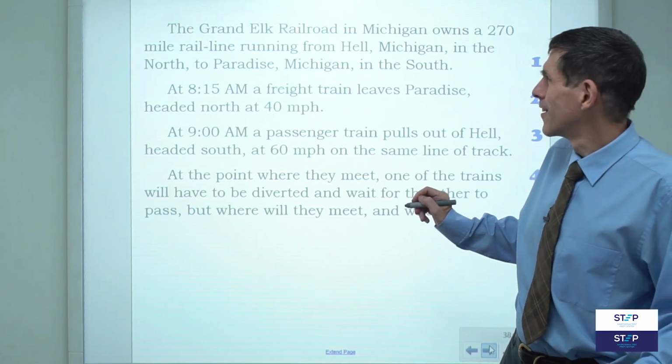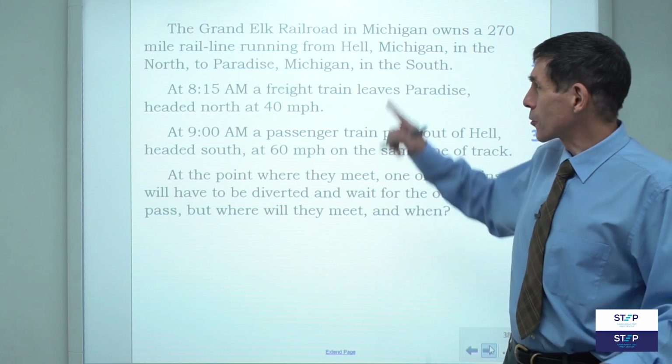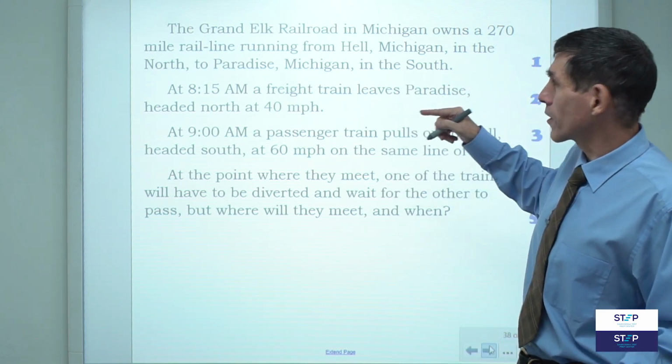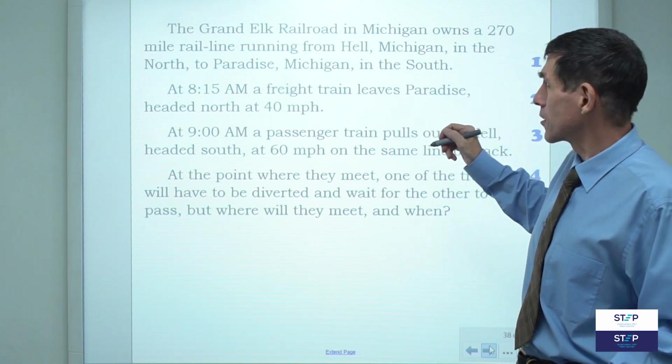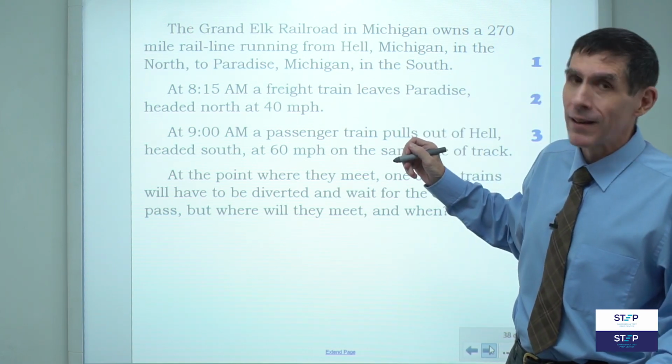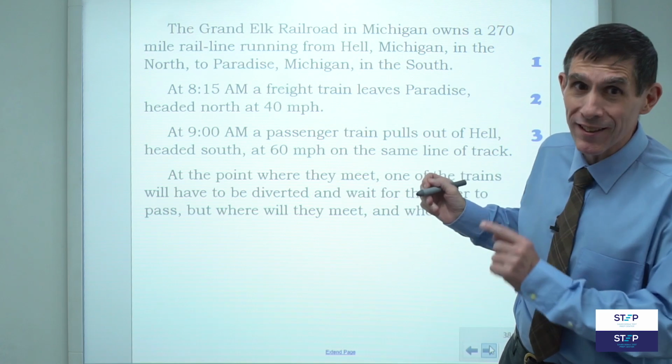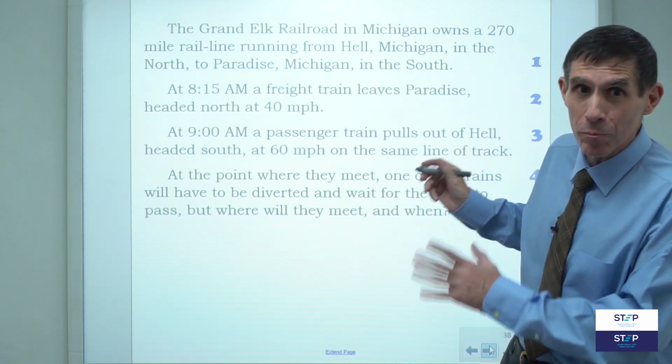Another complicated problem. Oh boy. Let's see, what do we got? The Grand Elk Railway in Michigan owns a 270-mile rail line running from Hell, Michigan in the north to Paradise, Michigan in the south. I'm from Michigan, and I've got to tell you, these are 2 real places. I wrote this problem. It's 2 real places, okay?